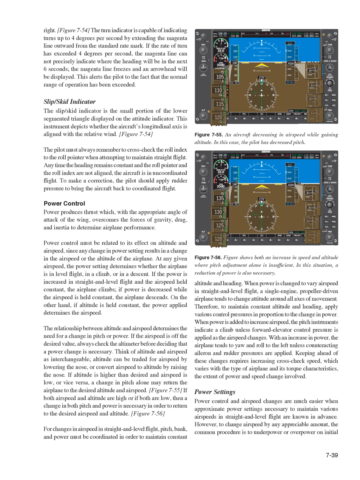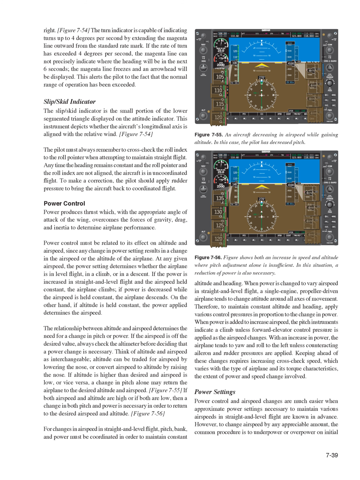With an increase in power, the airplane tends to yaw and roll to the left unless counteracting aileron and rudder pressures are applied. Keeping ahead of these changes requires increasing cross-check speed, which varies with the type of airplane and its torque characteristics, and the extent of power and speed change involved.